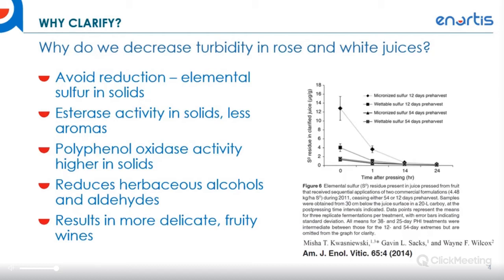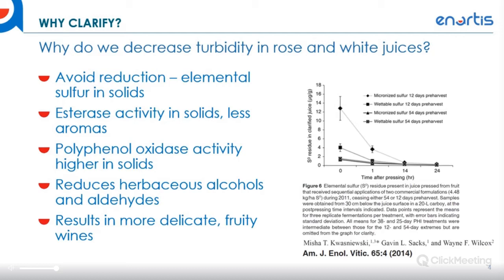So why do we want to clarify juices? There are many different reasons for why we want to decrease the turbidity of a rosé or white juice. One reason is avoiding reduction. So elemental sulfur that comes in with grapes. Grapes are sprayed with elemental sulfur or wettable sulfur to reduce powdery mildew activity. And sometimes that residual sulfur makes its way into the juice itself.